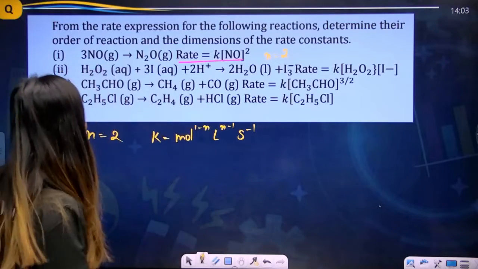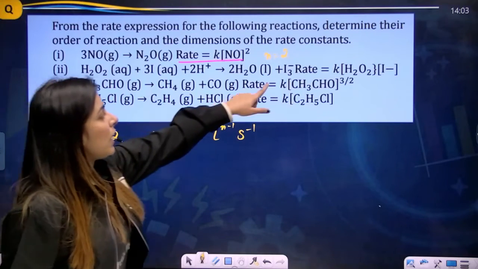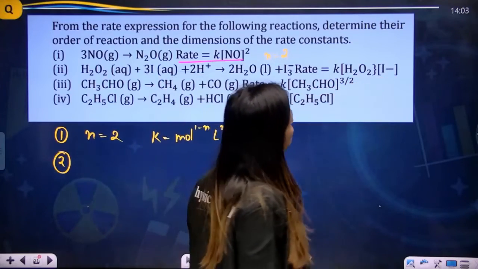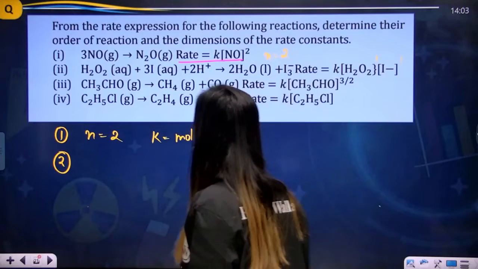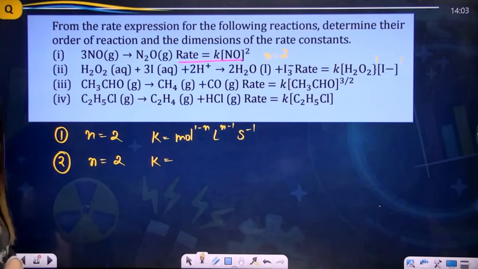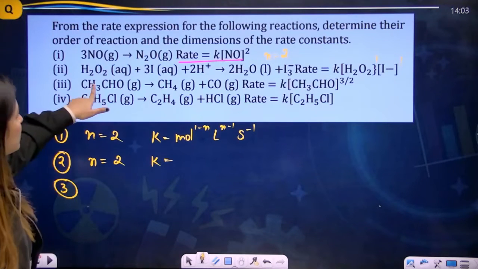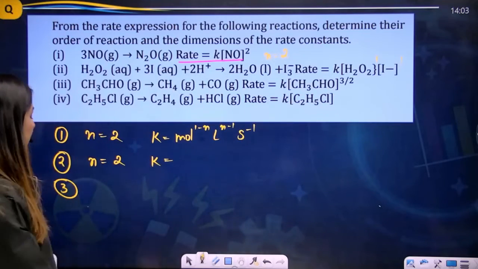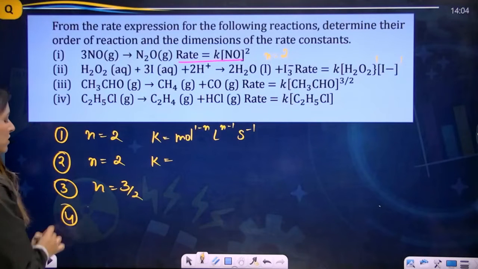Perfect. Let's do the second part. You are given the rate. The rate is 1 for H2O and 1 for I negative. So this is 1, this is 1. So the overall order is again 2. So again for the rate constant, you will just put the values here. Third, my dear students, you have CH3CHO and the order is given to be 3/2. So your n value here would be 3/2. So easy question, right?